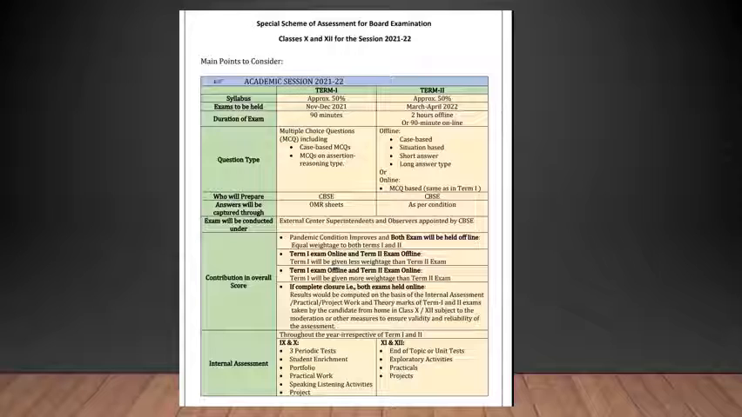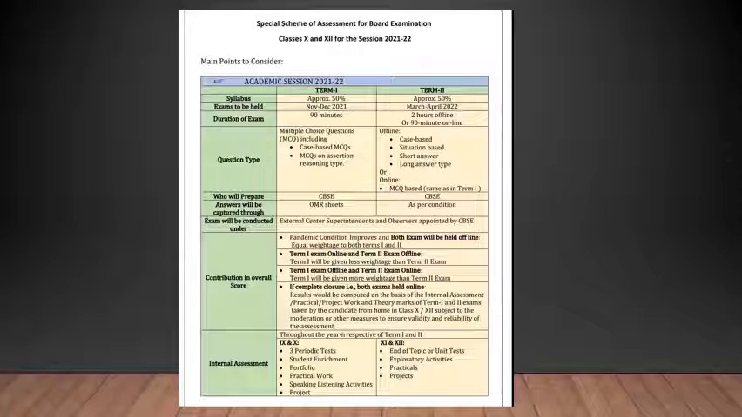So it's going to be a pen and paper examination, whereas the second one will be online, but only if the cases are increasing or if there's a lockdown, just like the first term examination. The exam will be conducted under external center superintendents and observers appointed by CBSE in the case of both. So an external center superintendent and an external observer will be there, even in the case of the term 1 ending examination. Though it is going to be held in the school, there are going to be observers and center superintendents. Now here, the contribution in the overall score: how is the score going to be calculated?